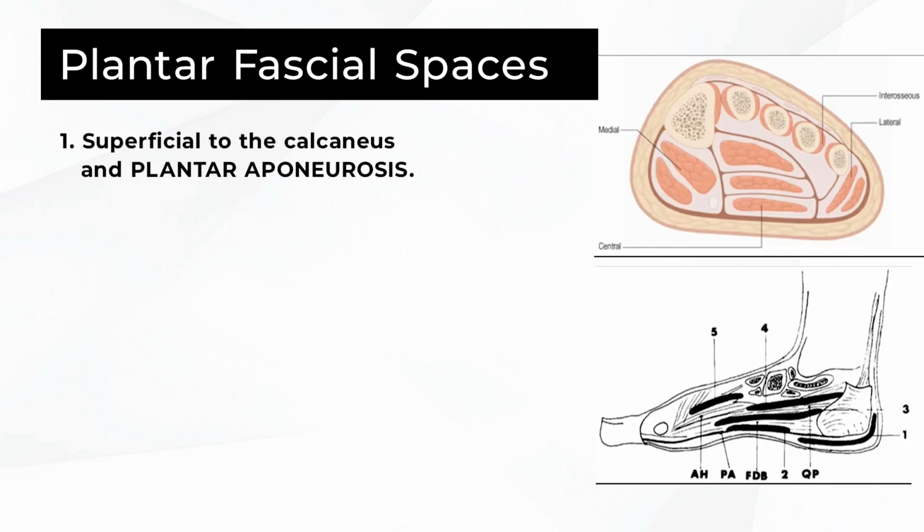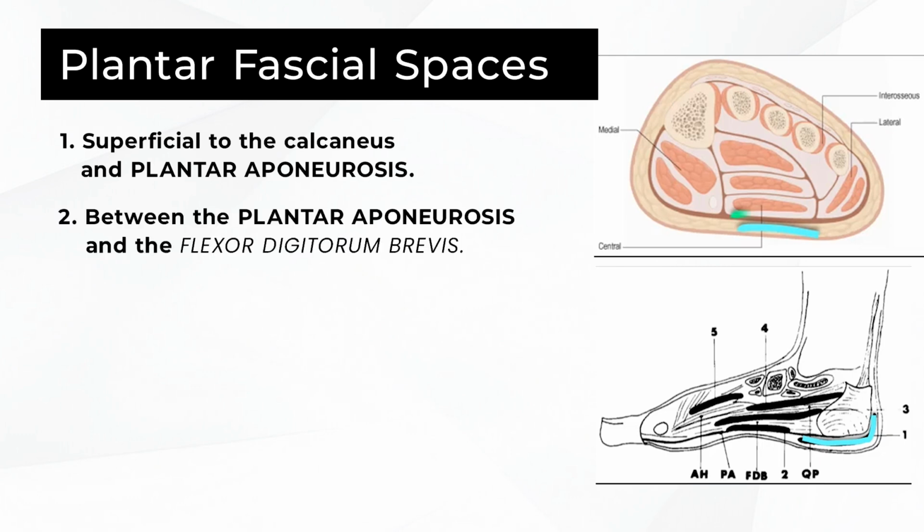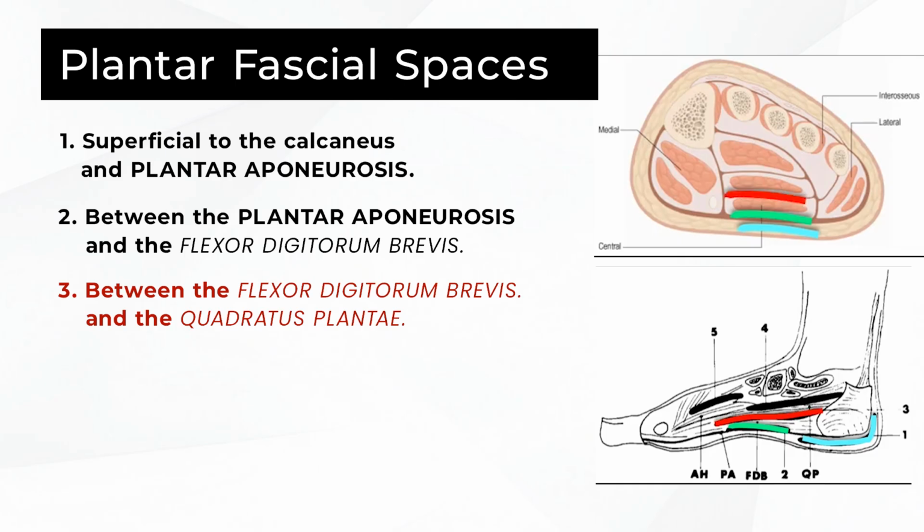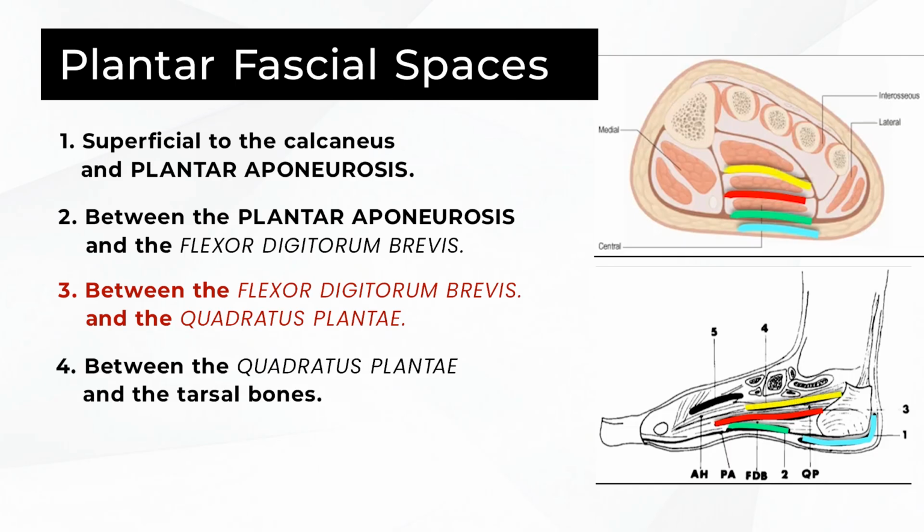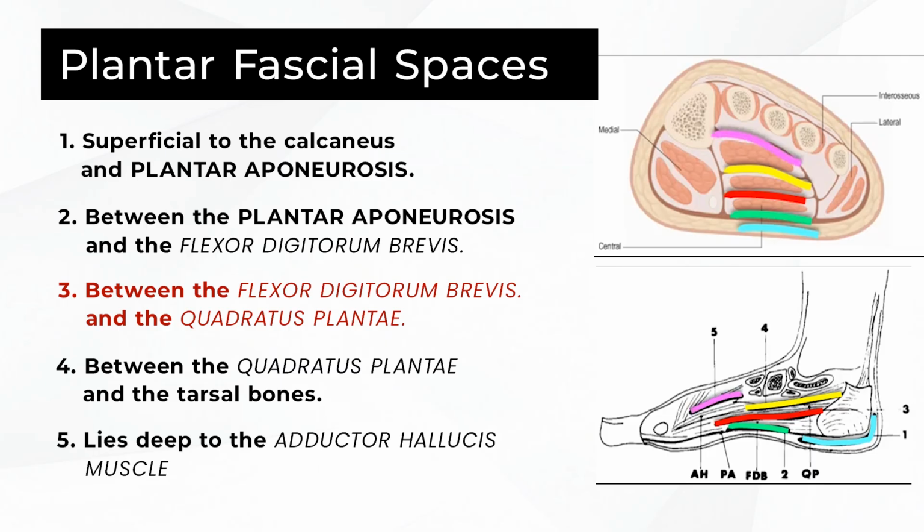Here, in these diagrams, we can see the plantar fascial spaces, which can be described as follows. The first space lies superficial to the calcaneus and the plantar aponeurosis. The second space lies between the plantar aponeurosis and the flexor digitorum brevis muscle. The third space lies between the flexor digitorum brevis and the quadratus plantae muscles. The fourth space lies between the quadratus plantae muscle and the tarsal bones. And the fifth space lies deep to the adductor hallucis muscle.